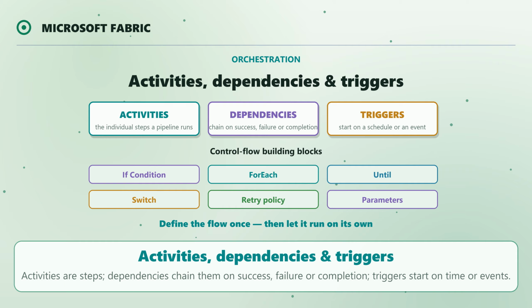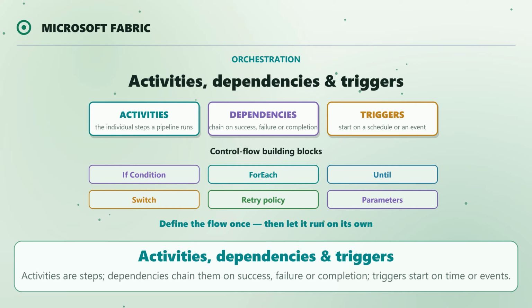You can chain them to run on success, on failure, or on completion, so the pipeline reacts to what actually happens rather than blindly marching forward. And triggers decide when the whole thing starts, on a fixed schedule, on a tumbling window, or in response to an event. On top of that, you get real control flow building blocks that will feel familiar to any programmer. If condition branches your logic, for each loops over a set of items, like every table in a database, until and switch give you richer control.